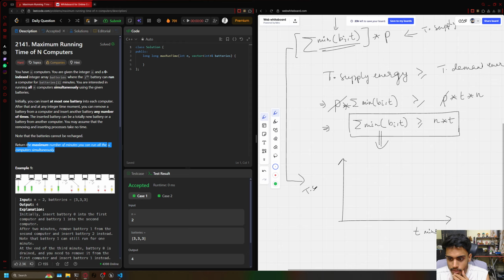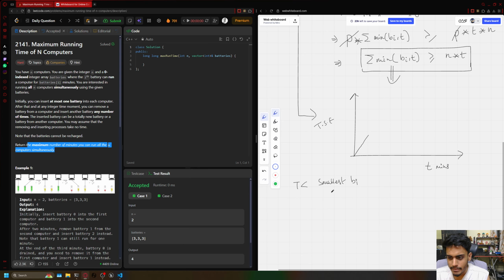Let's say this is my total supply energy. Initially, let's say my T is less than the smallest B of I, so T is less than the smallest B of all i's. Then this will grow like this, because the minimum of Bi and T will give me this equation.